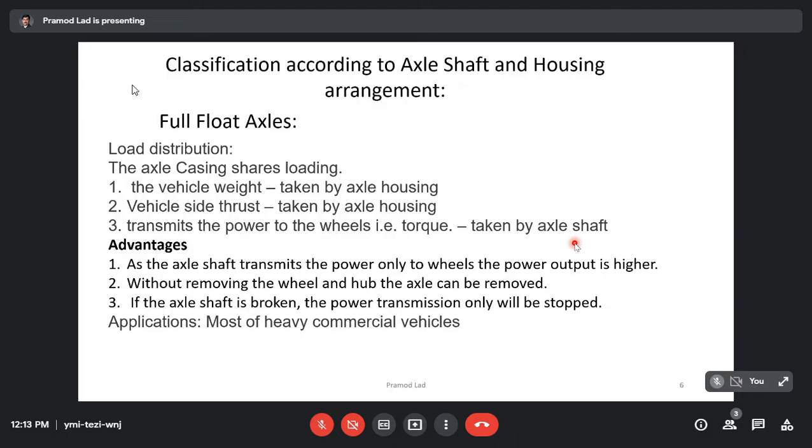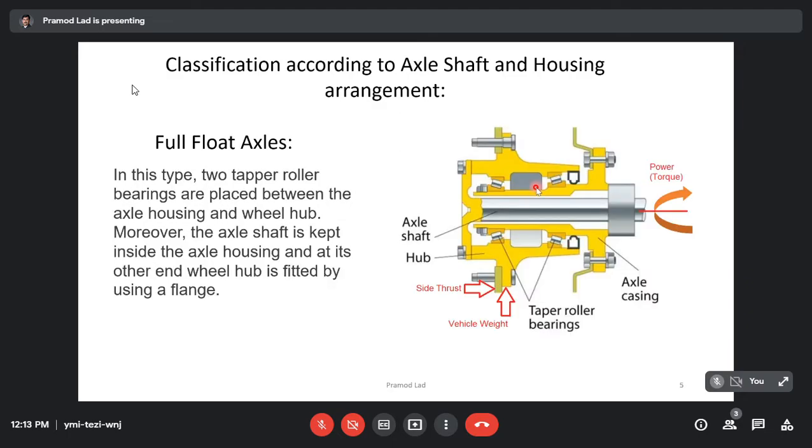So let's go back again to the diagram. Here as you can see, the power or the torque transmission is done by the shaft alone to the hub, and this hub and axle housing together take the vehicle weight as well as the side thrust. So here the axle shaft is left with the duty to transfer the power or torque alone.